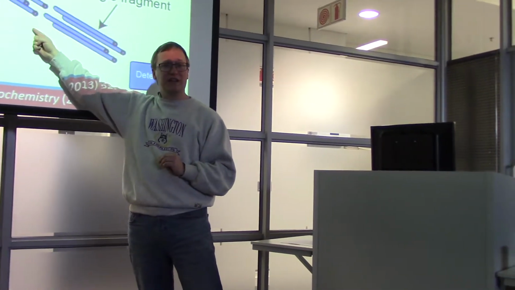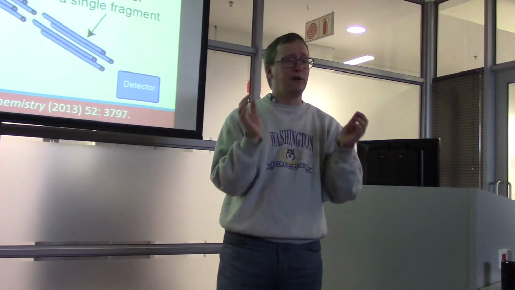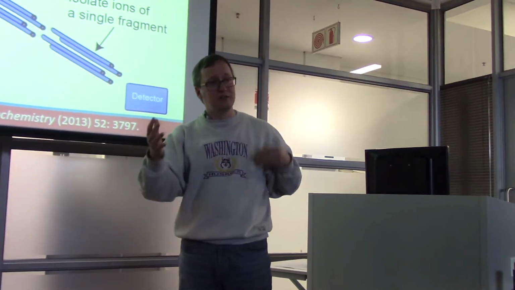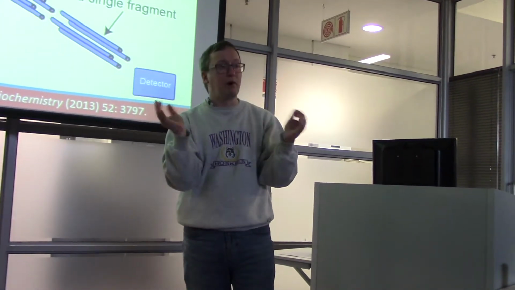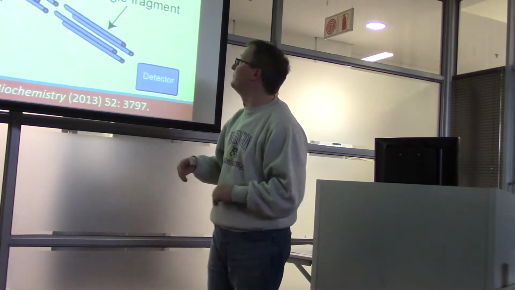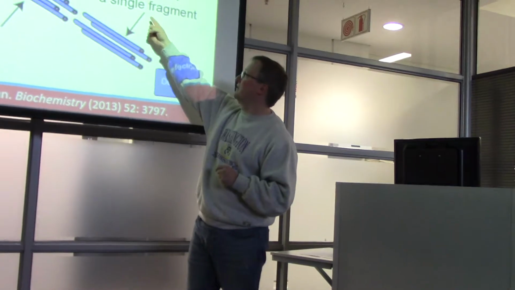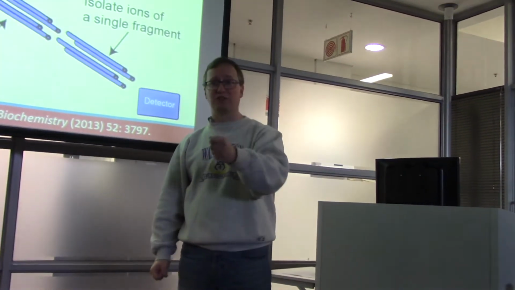Q2, in this case, is set as a collision cell. And a collision cell has one function: blow it up. Whatever is passing into the collision cell is going to have CID caused, and it's going to break apart into B and Y ions most typically. And finally, Q3 is going to be set to look for a particular fragment known to be associated with this peptide.